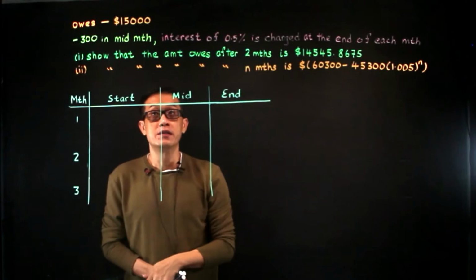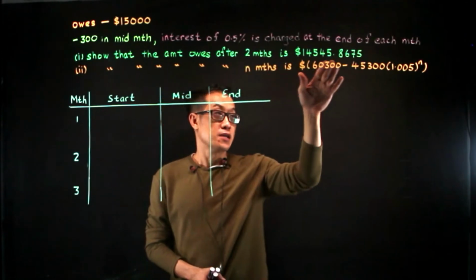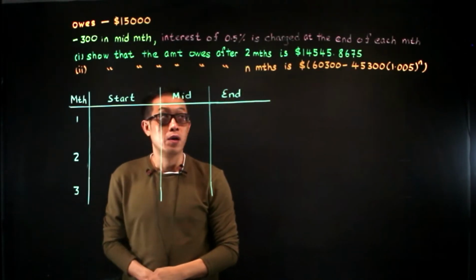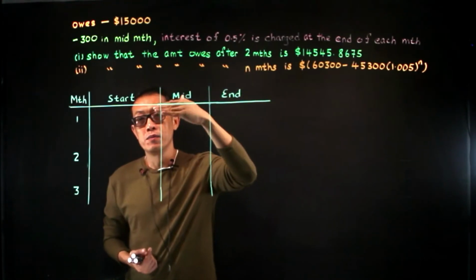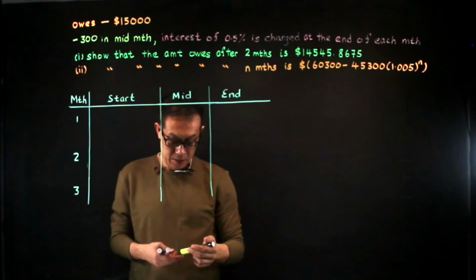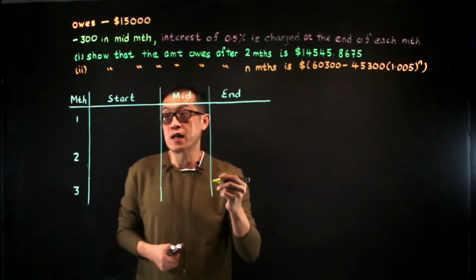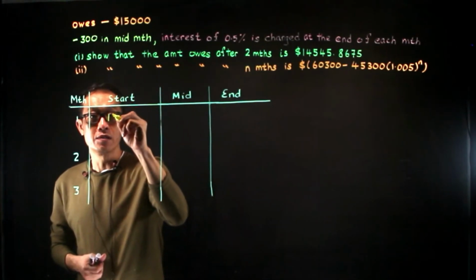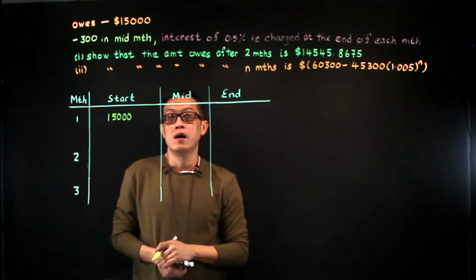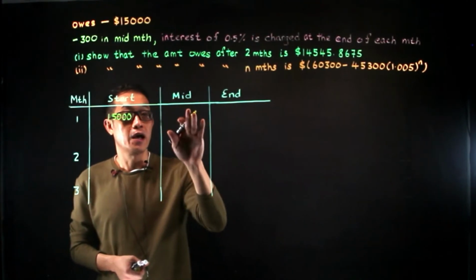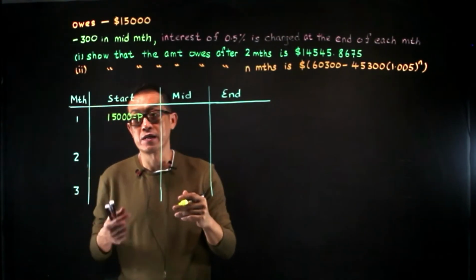Now, part 1 of the question asks you to show that the amount owed after 2 months is this particular amount. For this kind of sum, what you need to do is put it in the form of a table, and from there we have a clearer picture. So at the start, he owes the bank 15,000. Let's say this is equal to P, so instead of writing 15,000 so many times, I just put it as P.